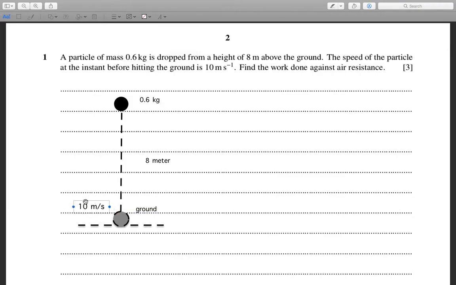Okay, we find the work done against the air resistance. We know this is a drop, so the initial velocity is zero, and the velocity is 10 meters per second. If we draw the forces on the trace, it is going down.